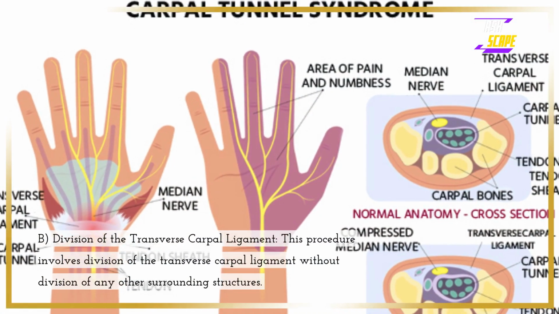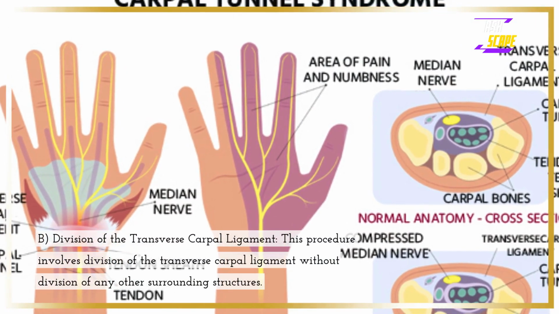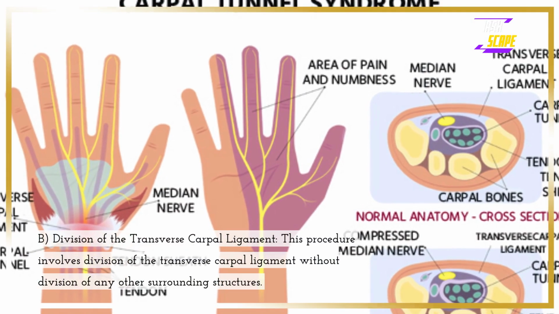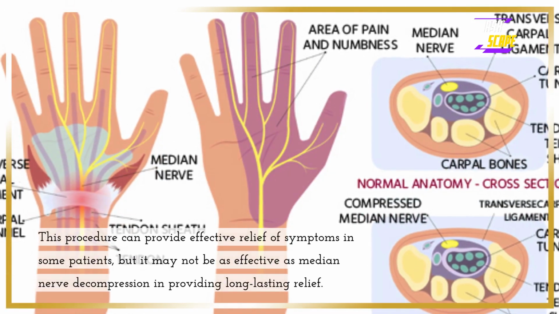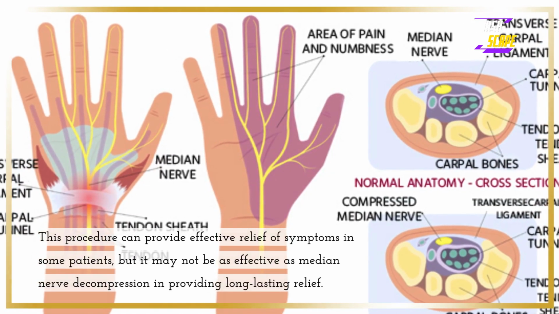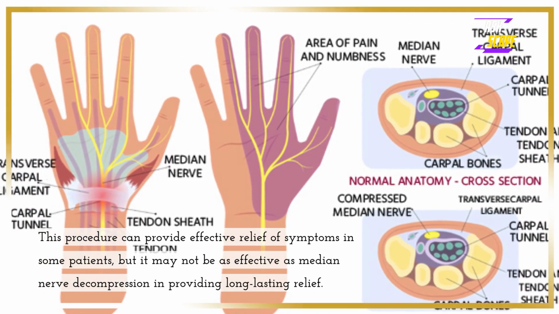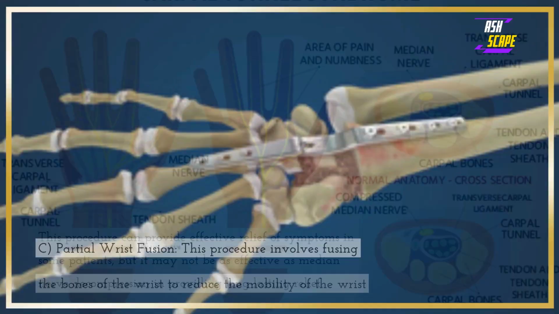B. Division of the transverse carpal ligament. This procedure involves division of the transverse carpal ligament without division of any other surrounding structures. This procedure can provide effective relief of symptoms in some patients, but it may not be as effective as median nerve decompression in providing long-lasting relief.